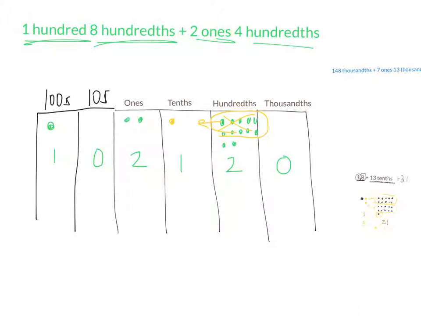No. What is it missing? It's missing the decimal point. Where does the decimal point always, always go? Where does it always, always go? Young? After the ones, between the ones and the tenths. So my final answer in standard form is 102 and 12 hundredths.